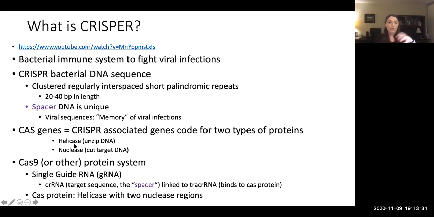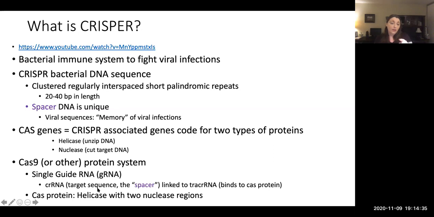Helicase is going to unravel or unzip the DNA, and the nuclease is going to cut target DNA. But it doesn't do this randomly. It does this highly specifically. And so the Cas9 protein system takes the helicase and the nuclease, making it into this large protein complex, but then it also takes in RNA, and we call this single guide or gRNA for guide RNA. And this guide RNA is where you get the specificity. So if the guide RNA is not able to bind specifically to the DNA, then you will not cut. So it's highly specific.